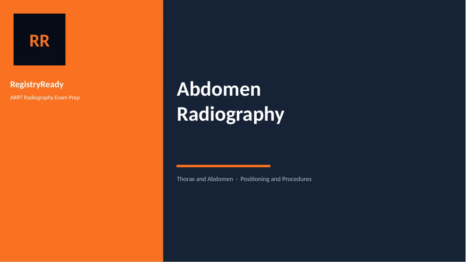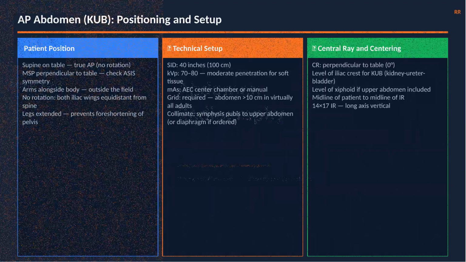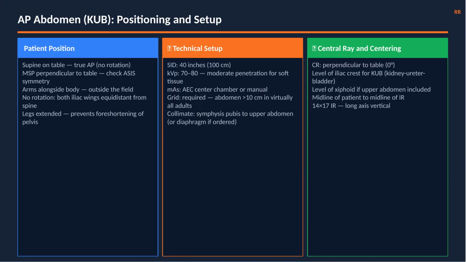Positioning Lesson 2 is Abdomen Radiography, the KUB, the Acute Abdomen Series, and Bowel Obstruction Patterns. The abdomen is one of the most clinically important exams in general radiography. 12 minutes. The AP abdomen, KUB, stands for kidney, ureter, and bladder. The patient is supine on the table in a true AP position.